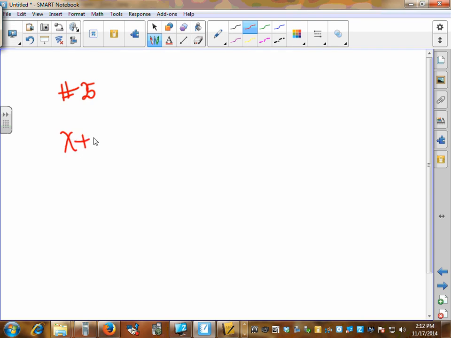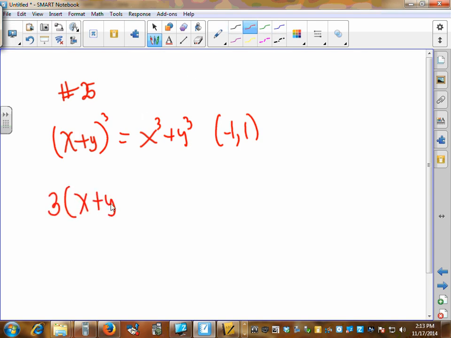We've got a shell, third power, equal to x to the third plus y to the third at the point negative 1, 1. So let's do the derivative of the shell. That would be 3x plus y squared. Now the derivative of the chocolate. The derivative of x is 1. The derivative of y is y derivative.